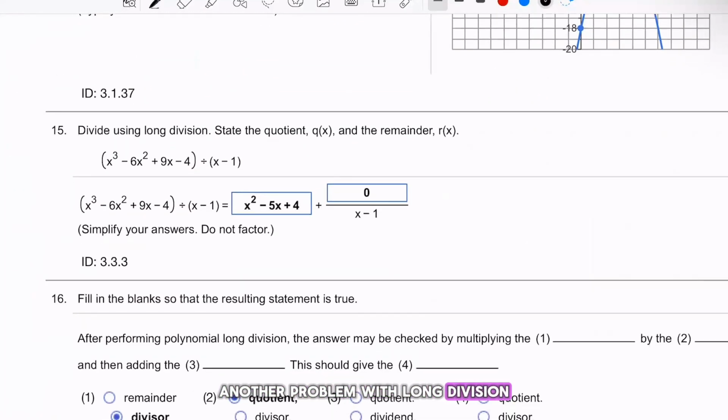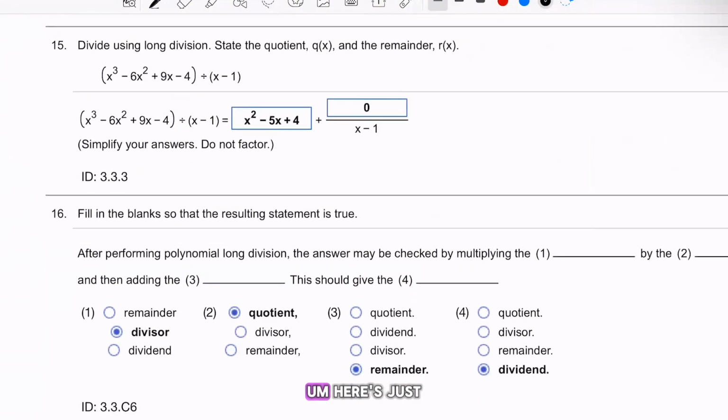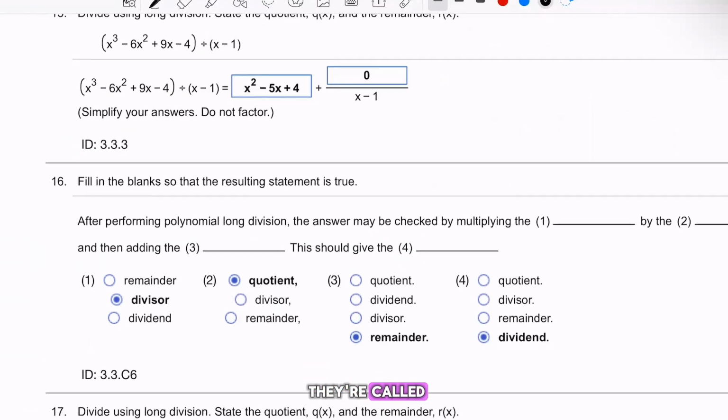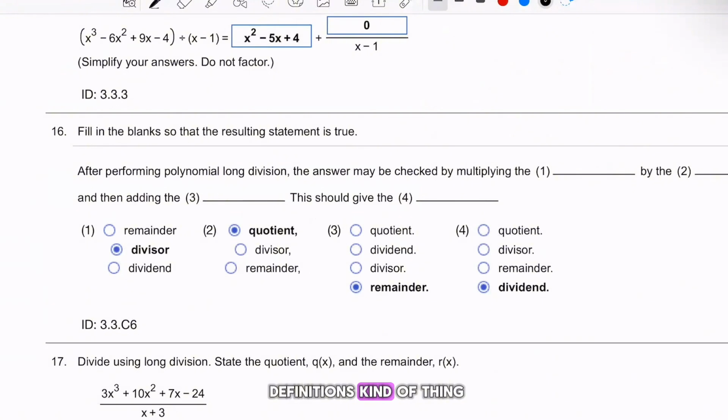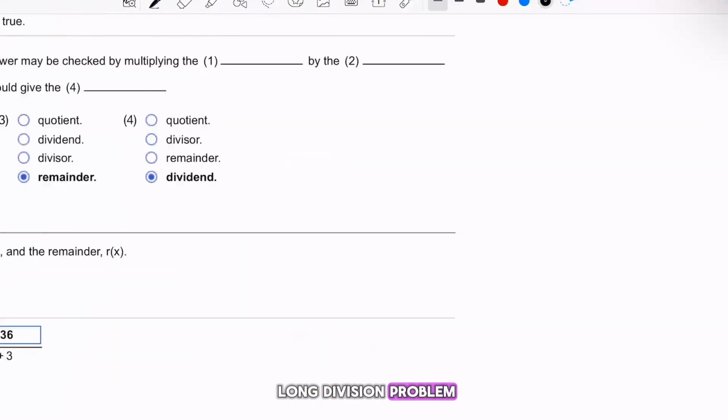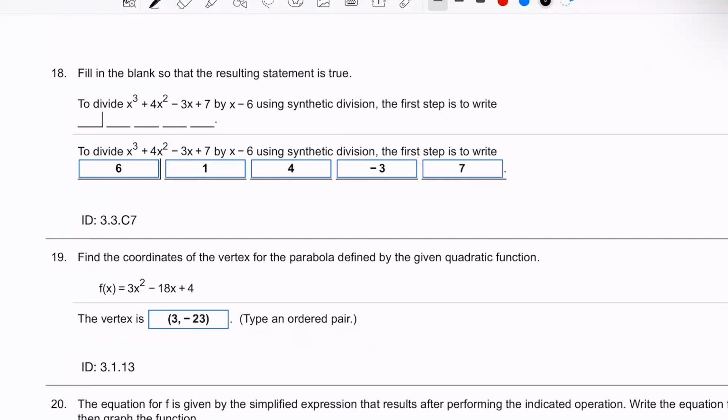Another problem with long division. Here's just some steps for long division, what they're called. It's kind of like definitions kind of thing. And then there's another long division problem. Same thing as before.